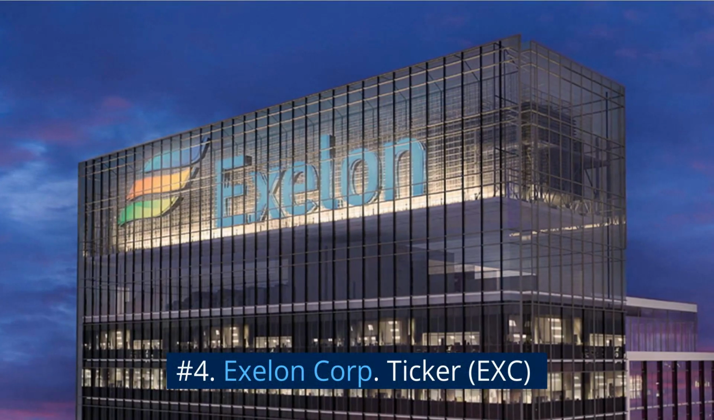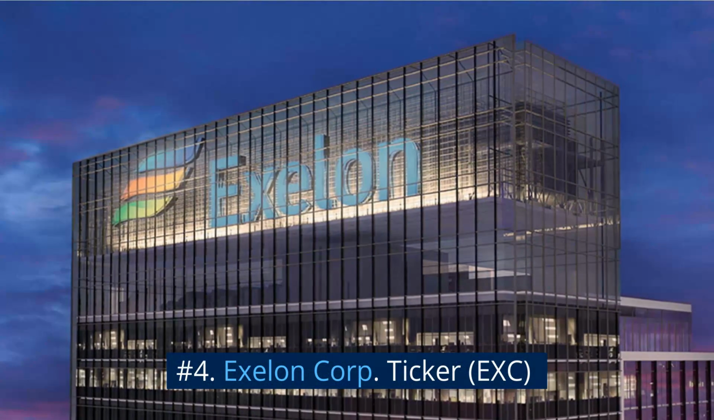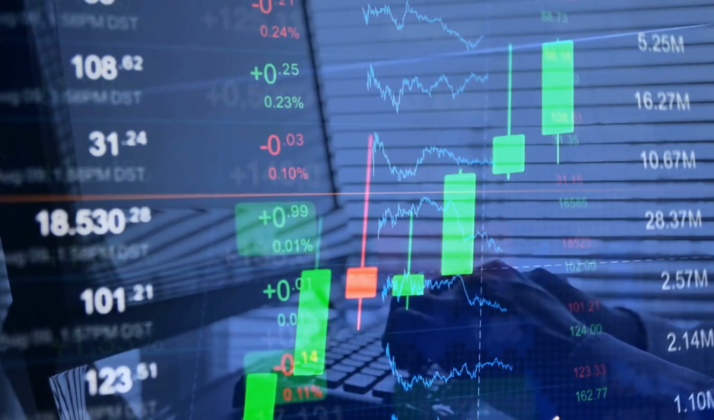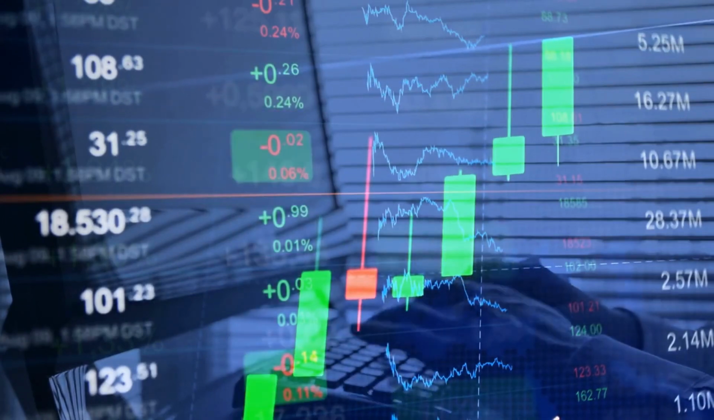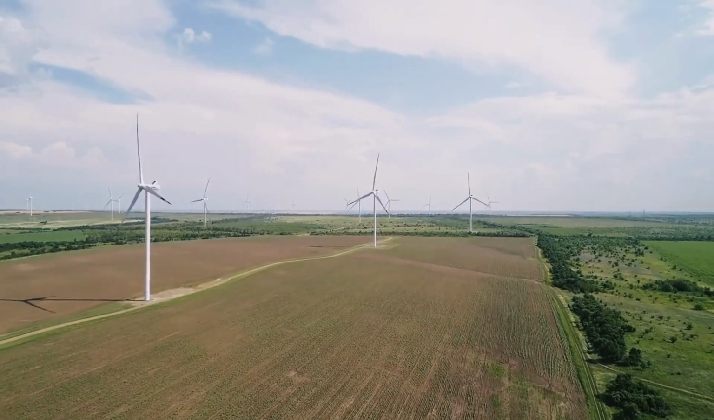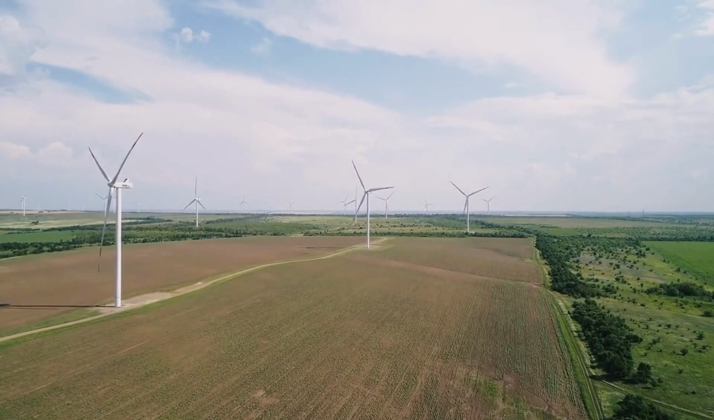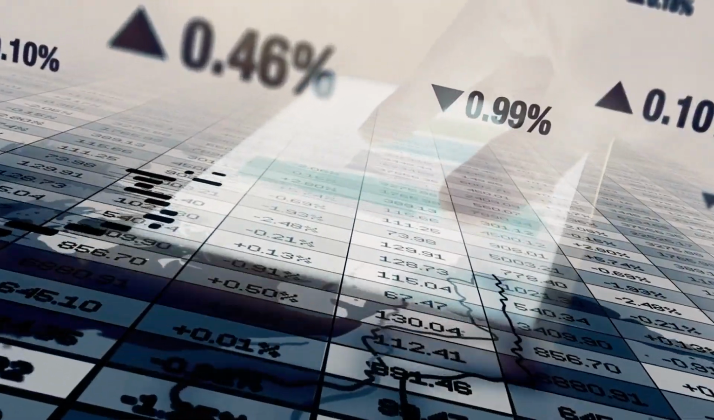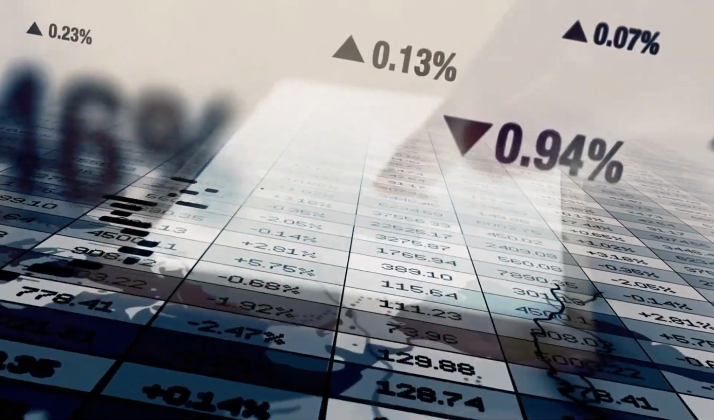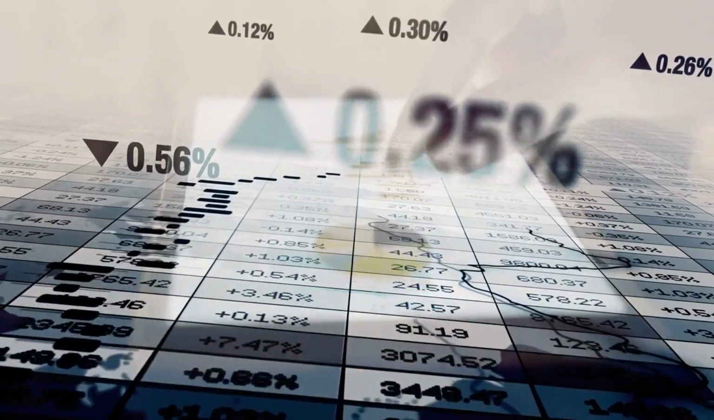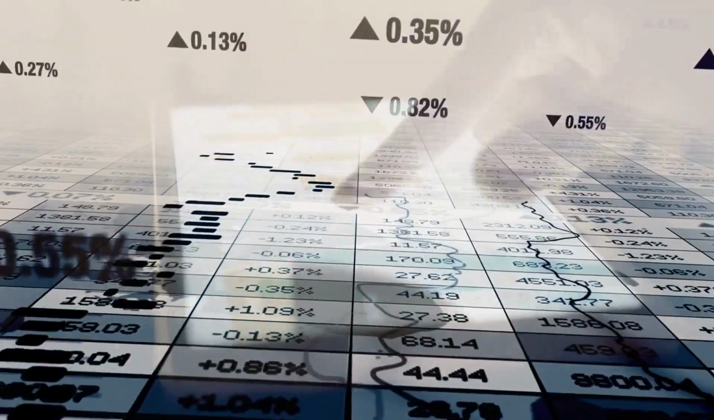Number 4. Exelon Corporation, ticker, EXC. Exelon Corporation operates as a utility holding company involved in energy generation, power marketing, and energy delivery. The company has 6 utility units that operate across 7 regulatory jurisdictions with more than 10 million customers. The regulatory diversification can serve as a cushion if one of the jurisdictions has an unfavorable ruling. And geographic diversification can help cushion the company against price fluctuations.